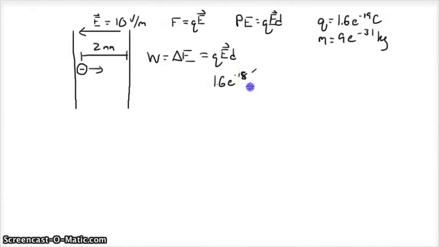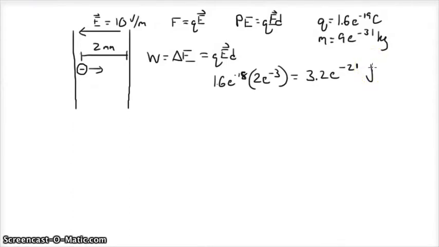And our distance is 2 millimeters, but be very careful about the millimeter units. We need to convert that into meters, so it's going to be 2 e to the negative 3 meters. And then we can do our math, which will give us 3.2 e to the negative 21. And energy is always measured in joules, so there we go. There's your answer. So now for the second part of this problem.